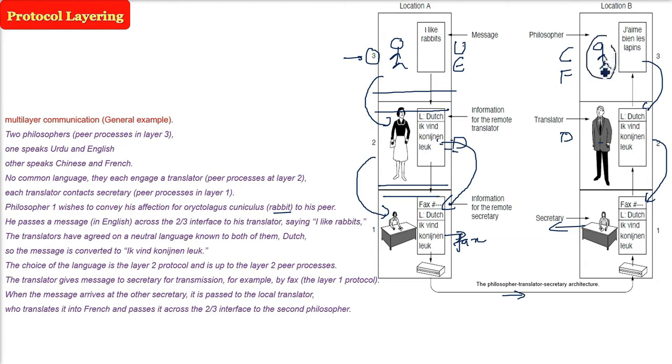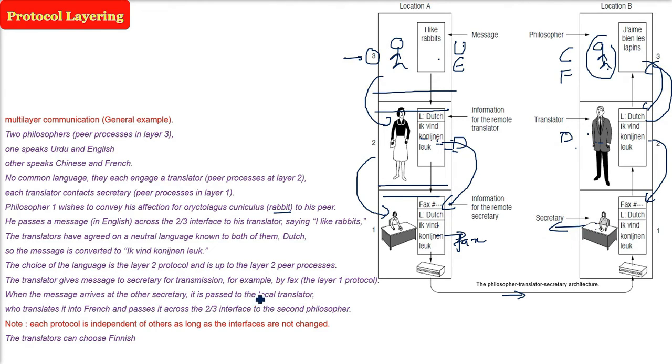It will be given to the translator from the layer, because the philosopher has to get it in either, say, Chinese or French. So it is the work of the translator to convert this into French. Then only can this French language be given, because the Dutch has to be converted into French. So you can see that various parties are agreeing upon certain facts, and then finally the communication is taking place.